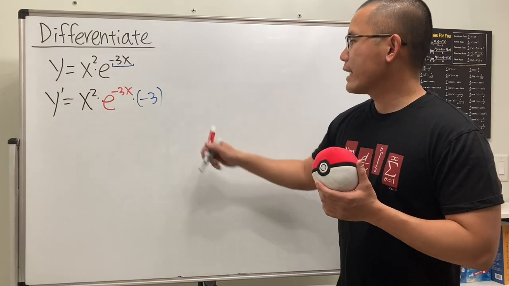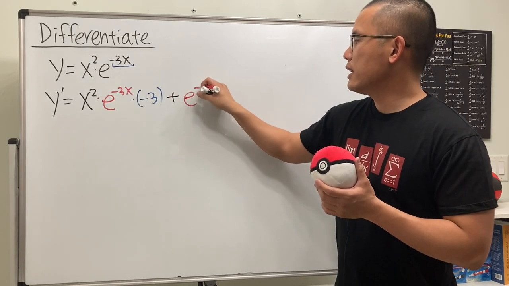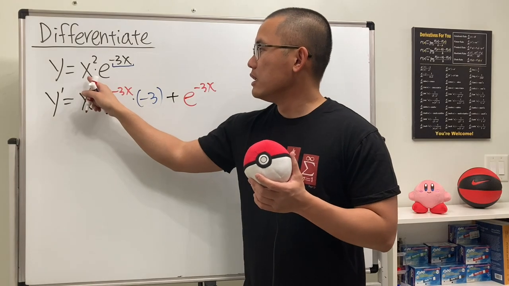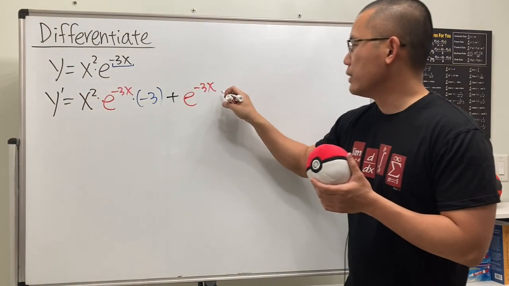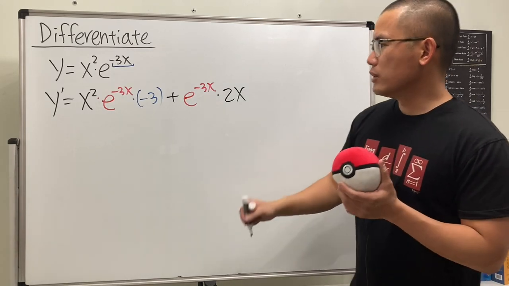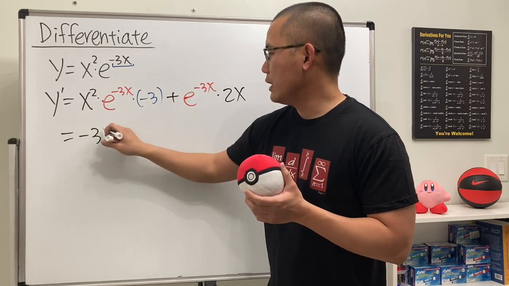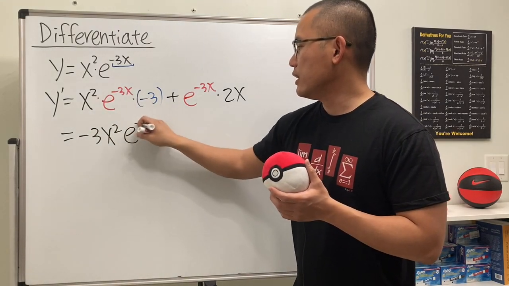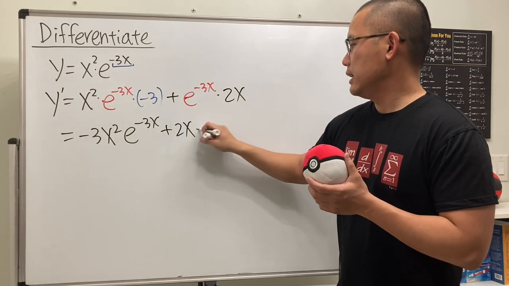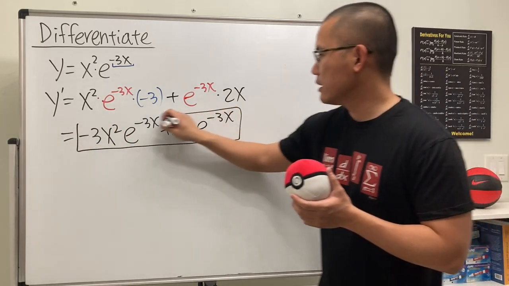After that, we are going to add the second part, which is e to the negative 3x. And then we multiply by the derivative of the first. Derivative of x squared is 2x. And that's it. That's all we have. And of course, we can just rewrite this in a nicer way. We put a negative 3 all the way in the front, and then we have x squared, and then e to the negative 3x, and perhaps I'll put this in the front, so we add 2x e to the negative 3x. So this is what we have.